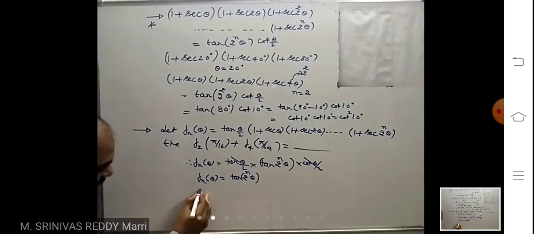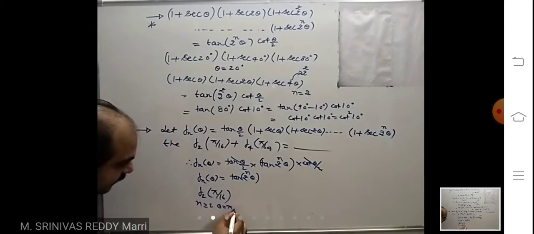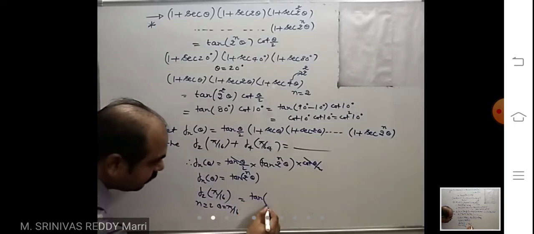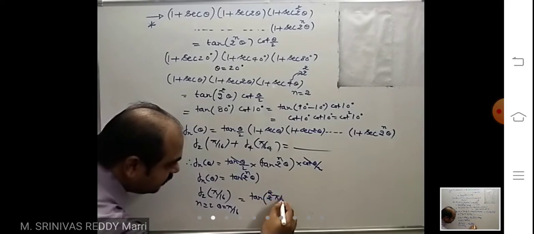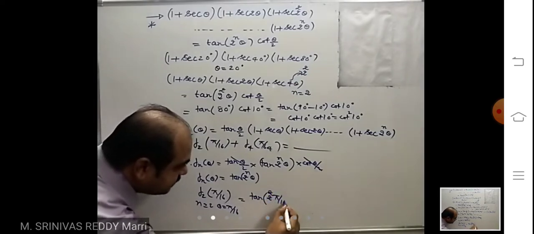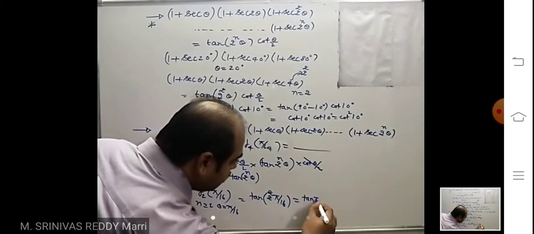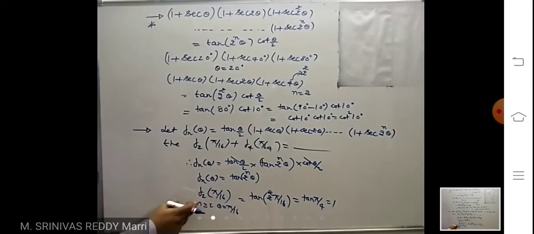Now what is asking, F2 of, first value I am calculating. This means n equal to 2, theta equal to pi by 16. Here you substitute. Tan, this is 2 square, n is 2 and theta is pi by 16. That means 4 into pi by 16. That means tan pi by 4, that is 1.